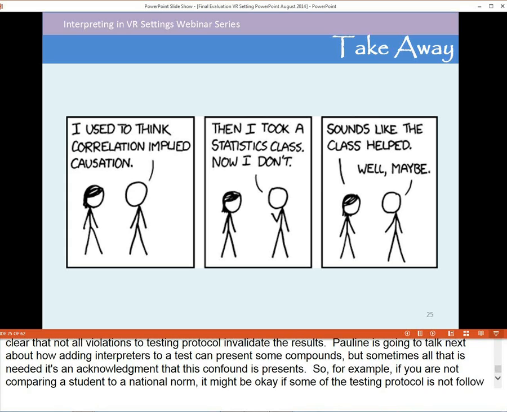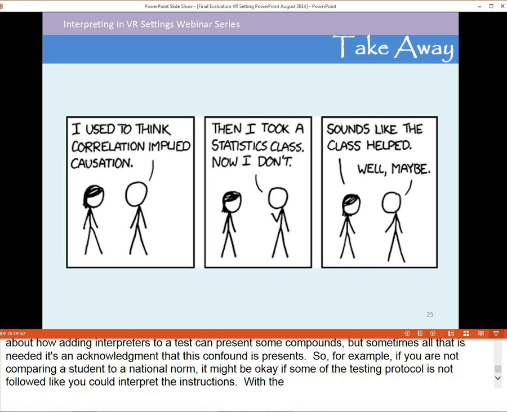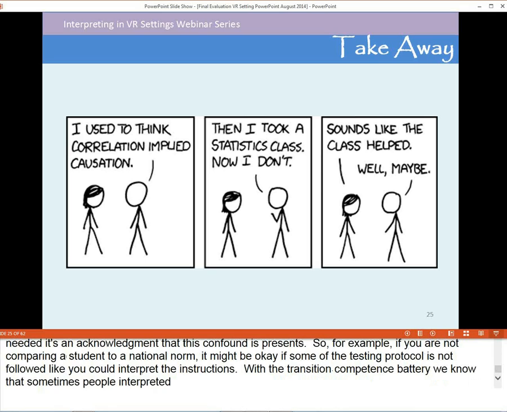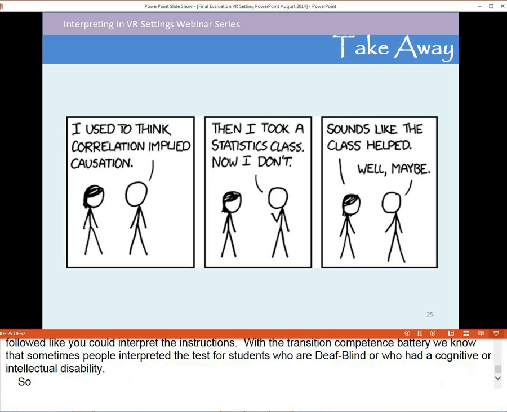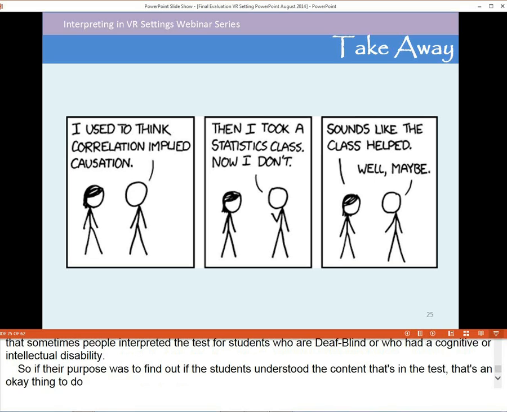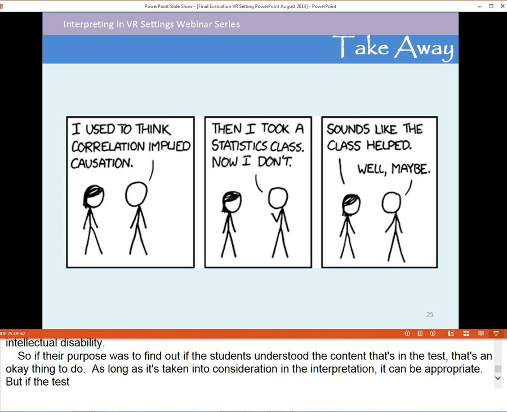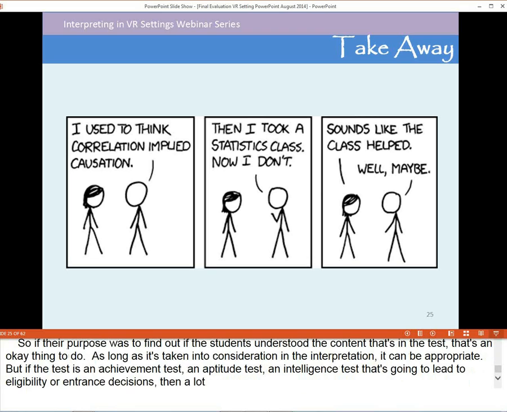With the Transition Competence Battery, we know that sometimes people interpreted the test for students who were deaf-blind or who had a cognitive or intellectual disability. So if their purpose was to find out if the students understood the content that's in the test, that's an okay thing to do. As long as it's taken into consideration in the interpretation, it can be appropriate. But if the test is an achievement test, an aptitude test, an intelligence test that's going to lead to eligibility or entrance decisions, then a lot more caution must be taken.